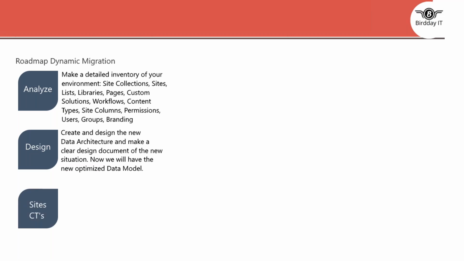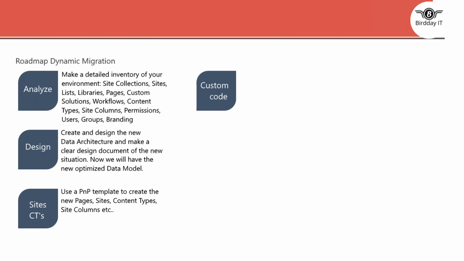The next step is creating a new site structure, site columns and content types with the PnP templates or the PowerShell scripts. The next step is recreating all server-side code to client-side code, like in the static scenario. This is possible with the SharePoint framework or with JavaScript.